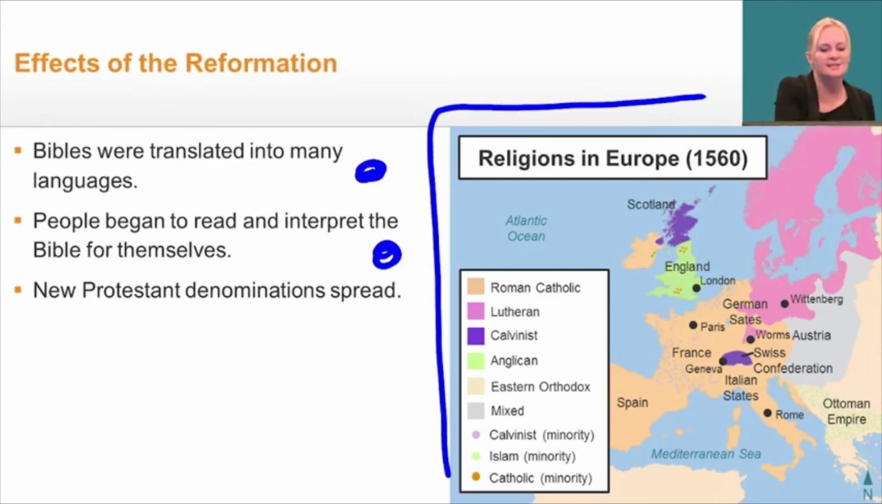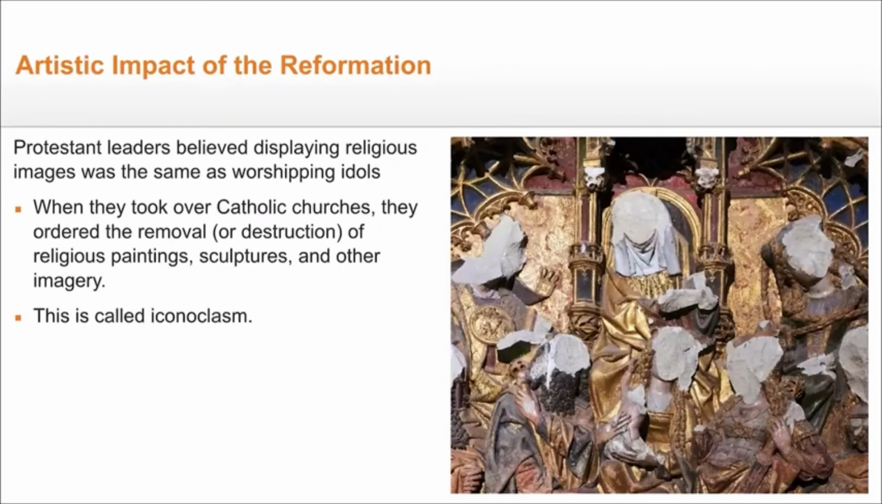New Protestant denominations spread. Many church leaders, like John Calvin, believed that having religious art in a church was the same as worshiping idols. When Protestant leaders took over Catholic churches, they ordered the removal or destruction of religious paintings, sculptures, and other imagery. This is called iconoclasm. Where these images could not be removed, they were destroyed.